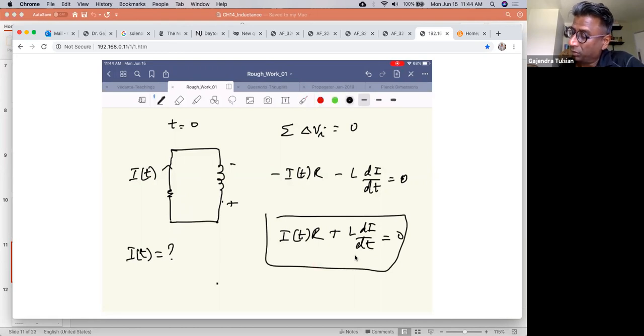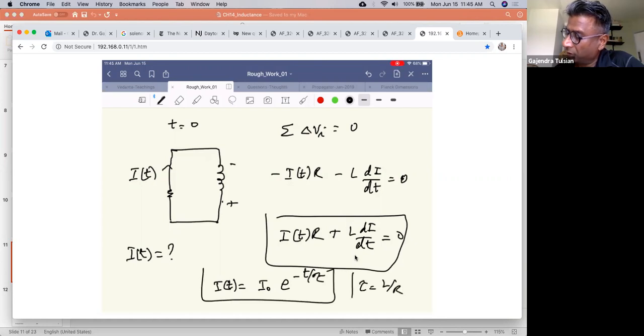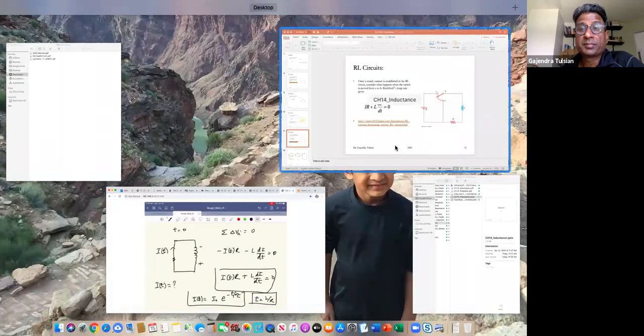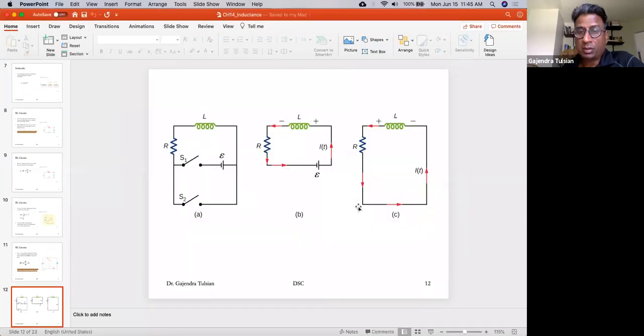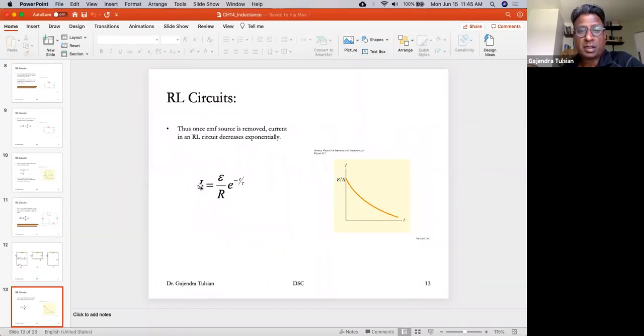And you can find this is equal to I naught, current at time t equal to 0, e to the minus t by tau. That solves this differential equation, and tau is the time constant again. So the current decays exponentially. So here is the current, and E was the original battery that was connected. So E by R was I naught, and the current is decaying exponentially.